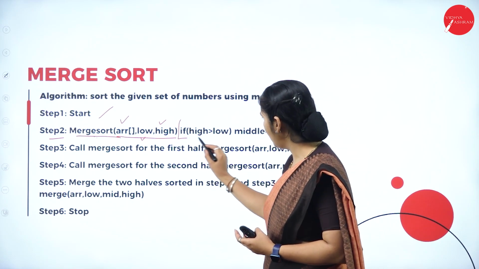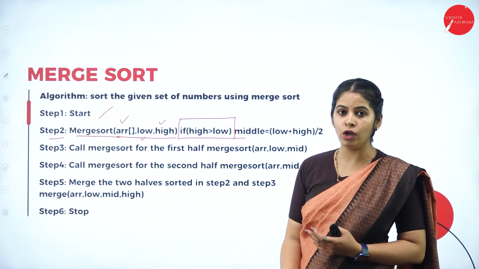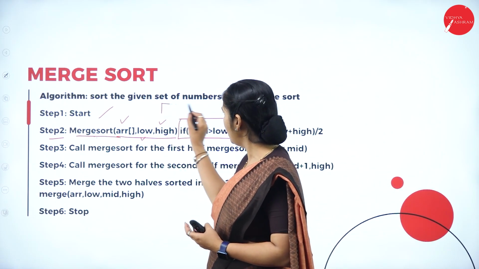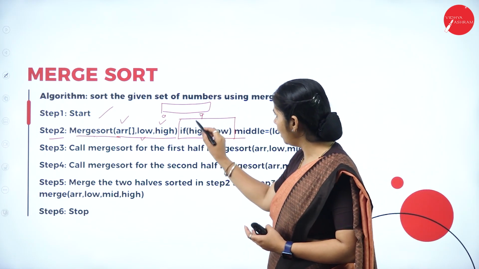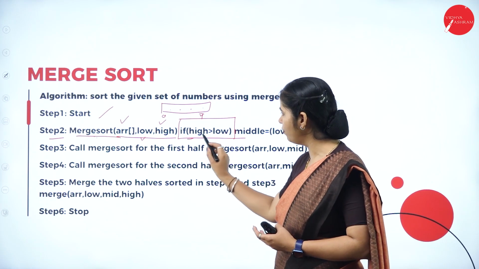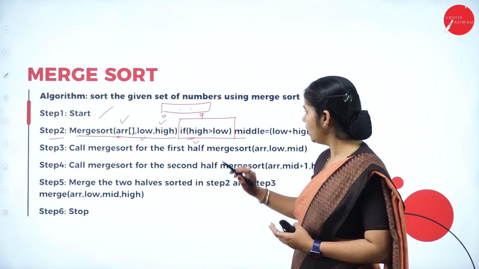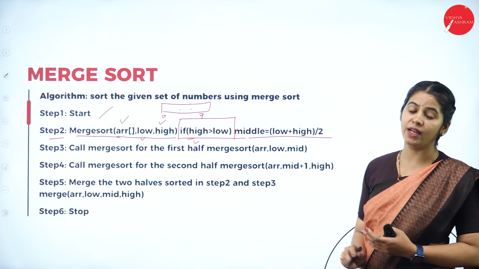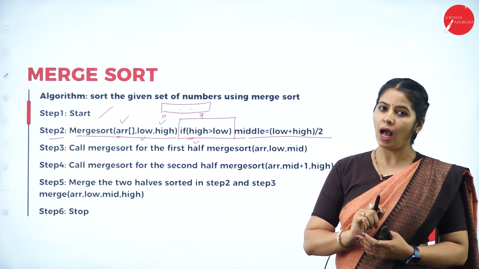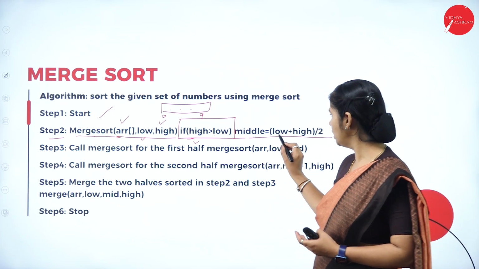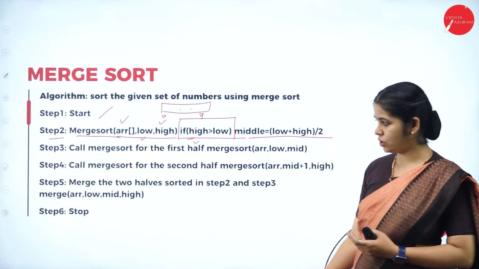We are checking with the condition if high is greater than low. What is the high value? Always the starting index should be lesser than the final index value. Definitely, if you have elements in the array, this condition holds good. That condition will be true. Once this condition is true, what we have to do? We have to find the middle of the element, which is the middle index of the array. We find it by using low plus high divided by 2. We have discussed that in the last slide.